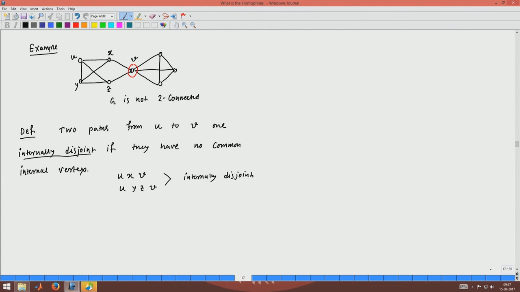Now, if I say this vertex is W and these are A and B, you can see that you can't find internally disjoint paths between U and W. So, that is why this graph is not two connected, and here is the theorem which characterizes two connected graphs.